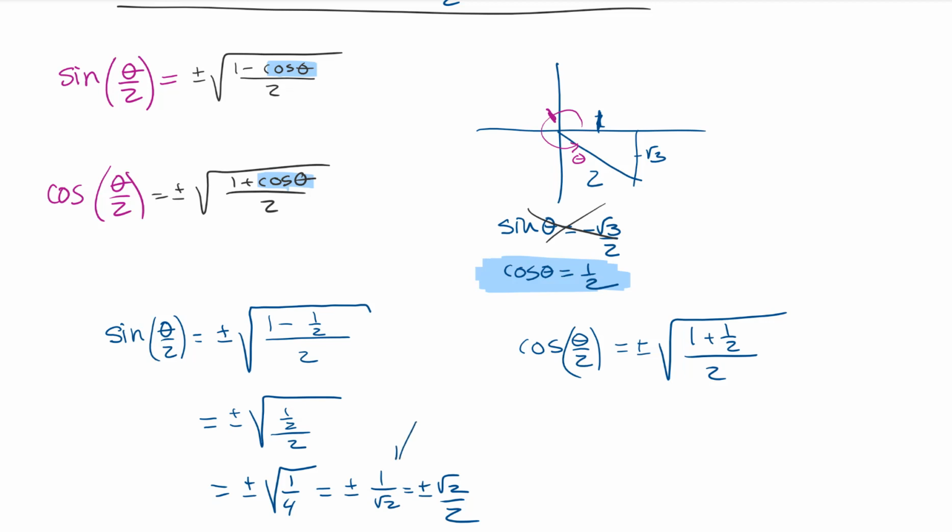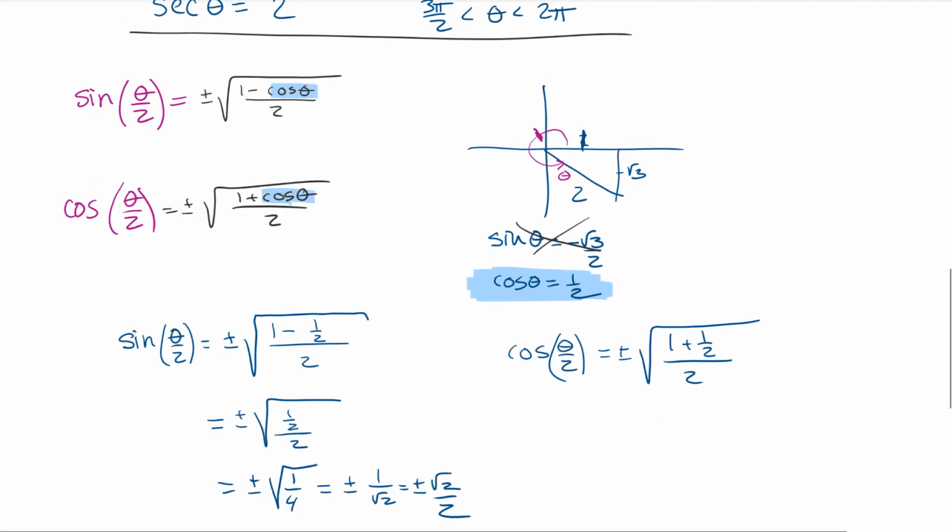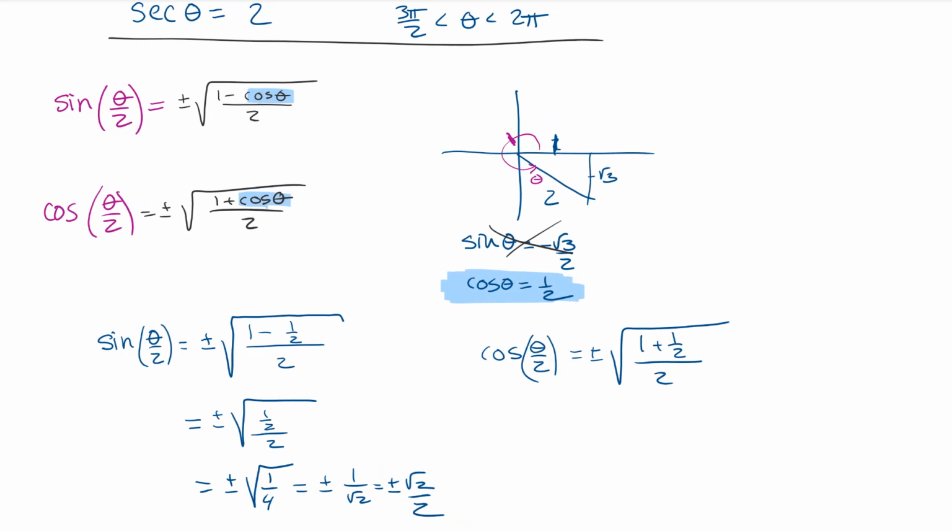I totally accept the 1 over root 2. I don't mind about that. But now we need to choose. Is this positive or negative? Which one is it? Well, if we want to know half an angle, why don't we take where the angle is and cut it in half, and let's take a look.